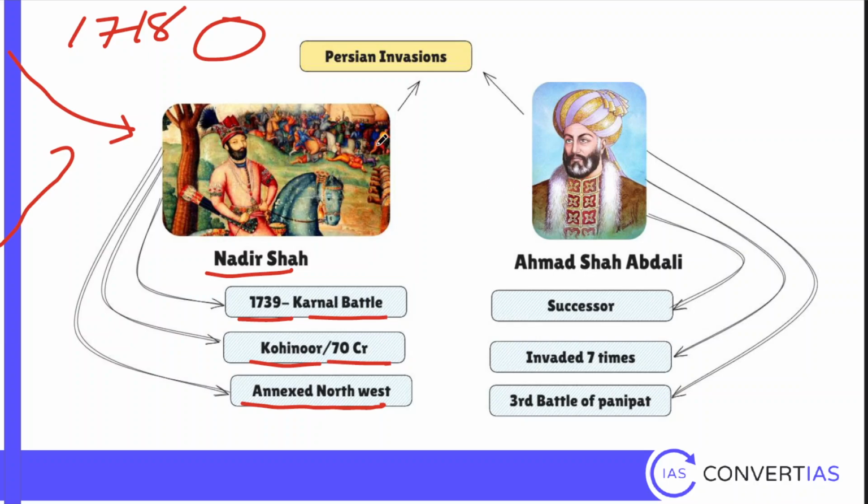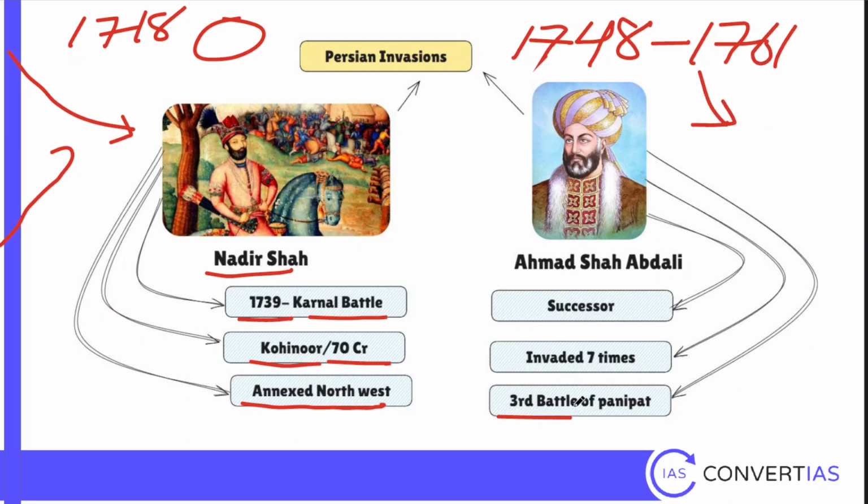Then comes Ahmad Shah Abdali. He invades India 7 times, in fact, from 1748 to 1761. Now what he does, he fights the third battle of Panipat. In the third battle of Panipat, what he does is to thrash the Marathas.